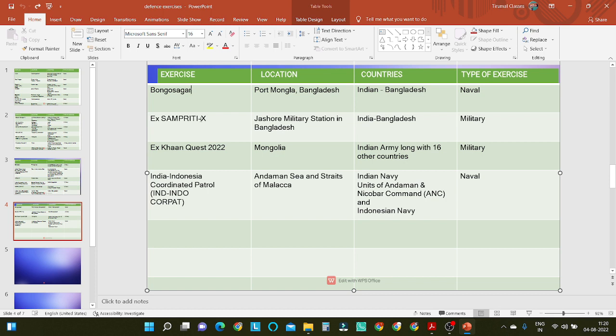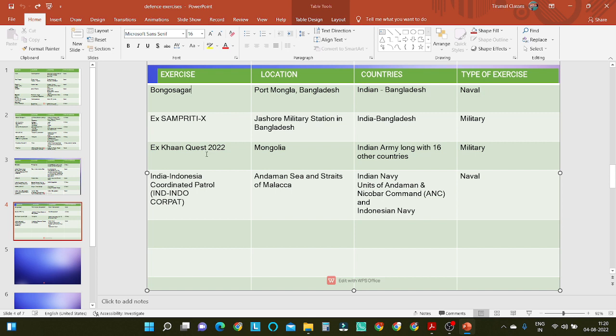When you remember Sampriti is an exercise between India and Bangladesh and it is a military type of exercise, the other 2 exercises are naval exercise. So in this way we can remember the type of exercise in an easy manner. So exercise Sampriti is a military type of exercise taking place in the Jaishur military station in Bangladesh. The 2 exercises are taking place in Bangladesh and 1 is in the northern Bay of Bengal. Anyway, the countries are India and Bangladesh.